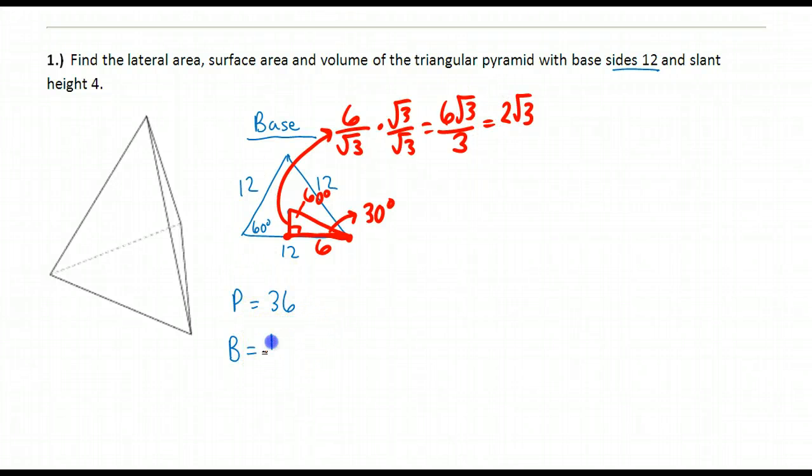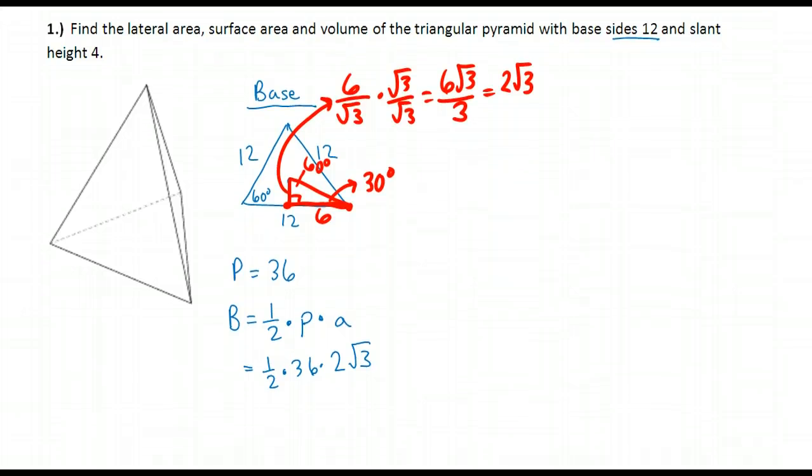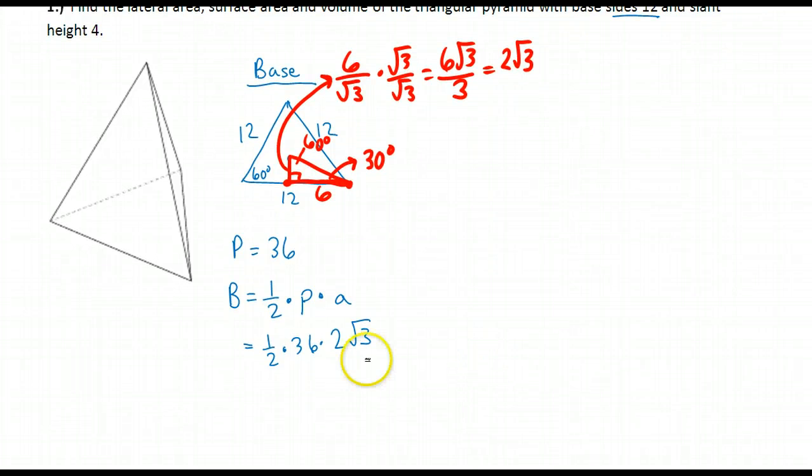So to figure out that base area, I'm going to use the formula for the area of a regular polygon, 1/2 times the perimeter times the apothem. So I have 1/2 times 36 times 2 square roots of 3. I can simplify that. This 2 and this 2 will cancel, and I'm left with 36 square roots of 3.